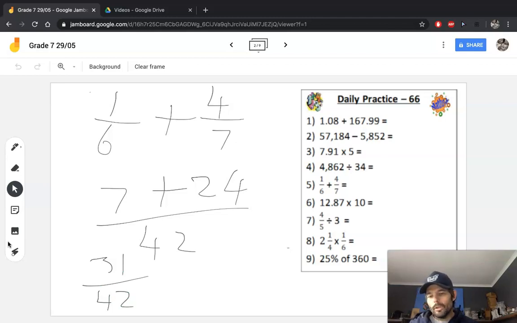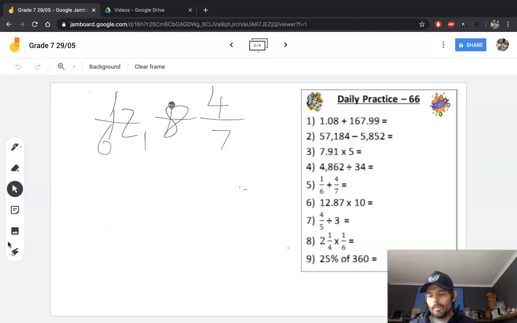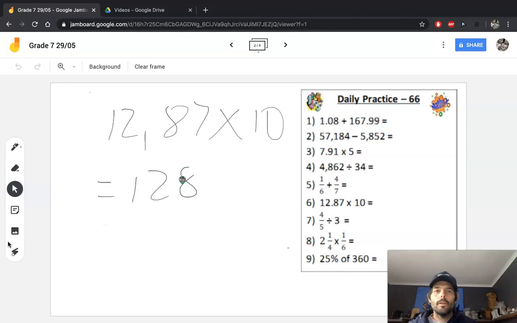Okay. Question 6 is the multiplication of a decimal by 10. And we know that if we multiply a number by 10, it gets one place bigger. So 12,87 times 10 is going to equal 128,7. Okay, that should be all good.